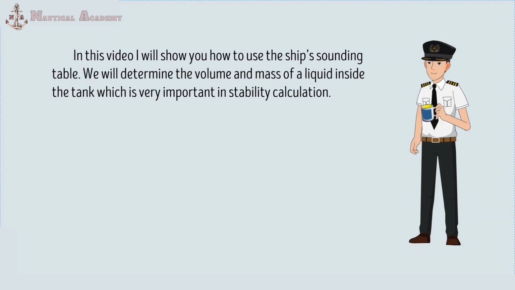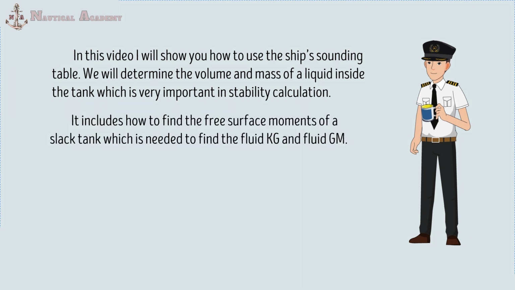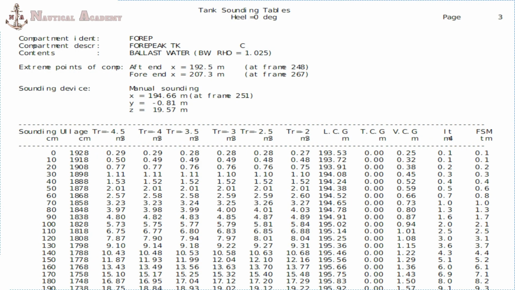Hello everyone, in this video I will show you how to use the ship's sounding table. We will determine the volume and mass of a liquid inside the tank, which is very important in stability calculation. It includes how to find the free surface moments of a slack tank, which is needed to find the fluid KG and fluid GM. This is a sample of a ship's forepeak tank sounding table.